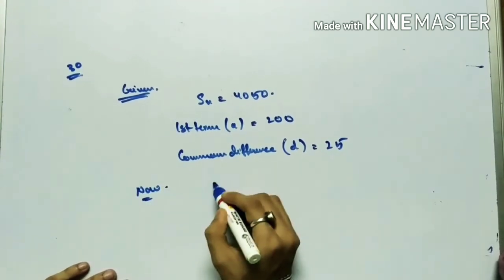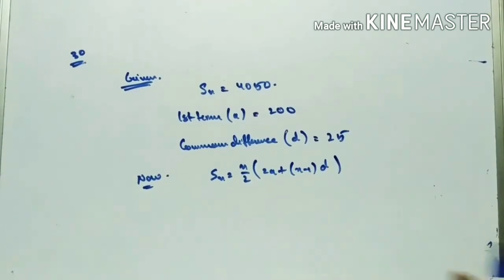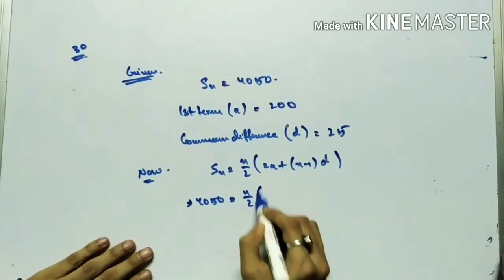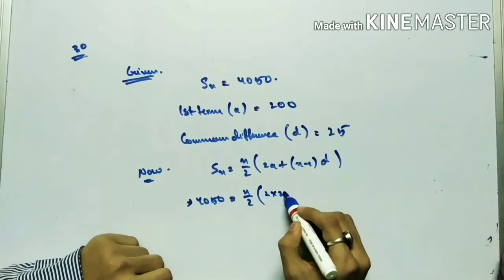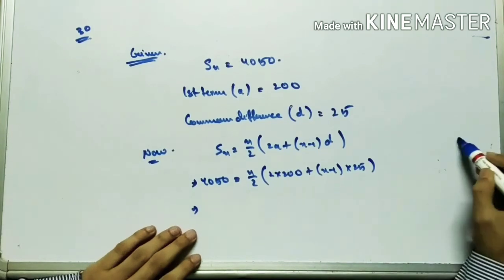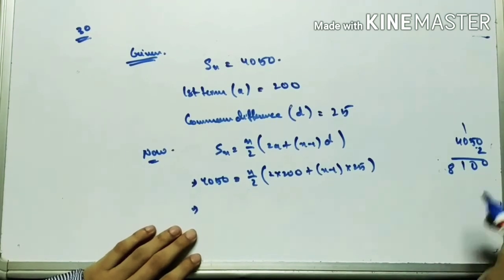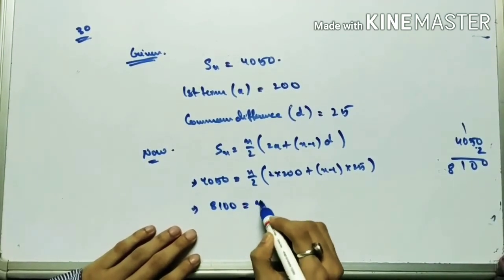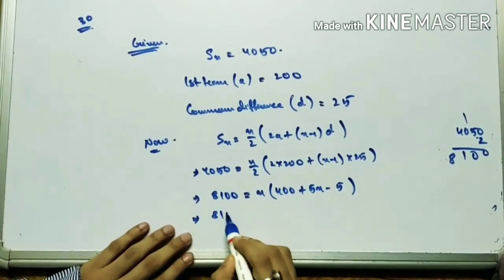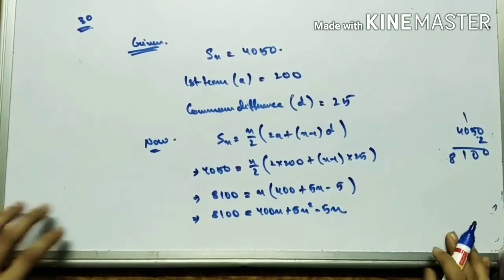Okay, now Sn is equal to n by 2 times (2A plus (n minus 1)D). This is the Sn formula. The Sn value is given. This is 4050 is equal to n by 2 times (2 into 200 plus (n minus 1) into 25). So if I send the 2 to that side, 4050 into 2: 2 zeros are 0, 5 twos are 10, 1, 4 twos are 8, so 8100 is equal to n times (400 plus 5n minus 5). So this is 8100 is equal to 400n plus 5n square minus 5n.